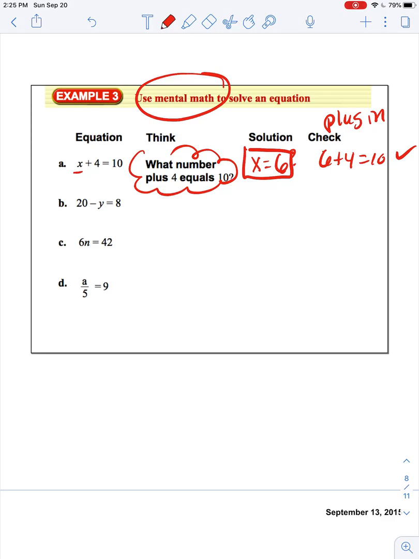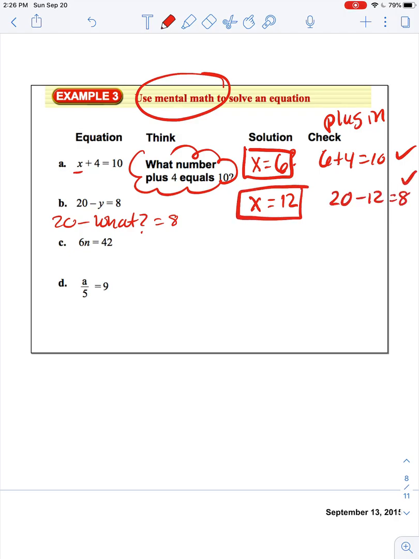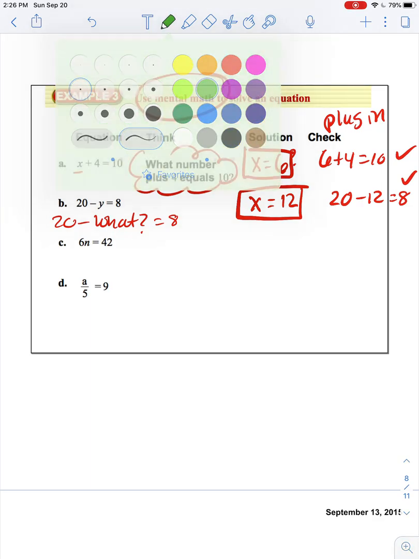Okay, so hopefully you tried these on your own. This one you're thinking 20 minus what is going to equal 8? So 20 minus what will give me 8? So think backwards. And I'm going to come up with 12. And I'm going to test it by taking 20 minus 12 and confirming that that does give me 8.